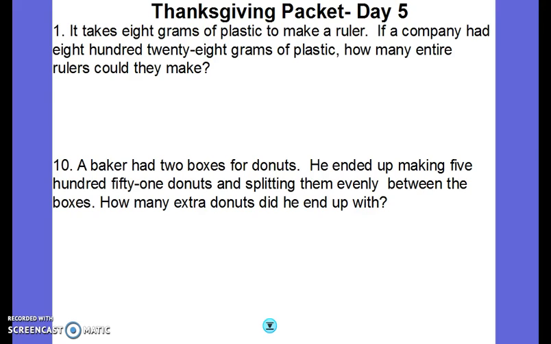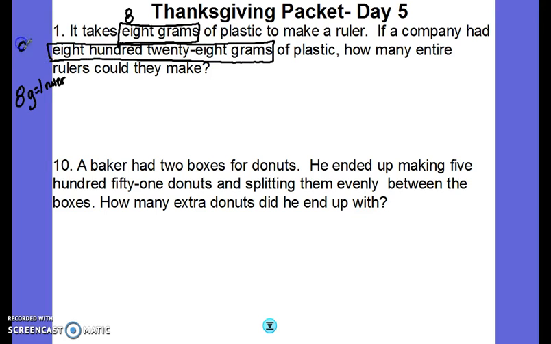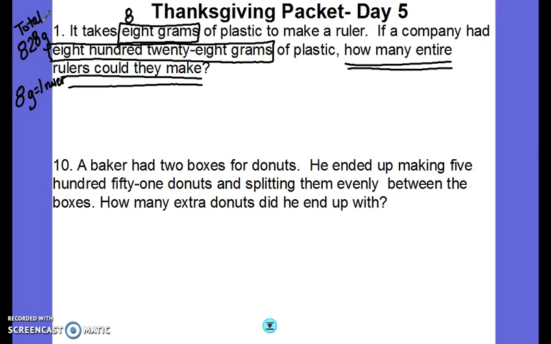So let's look at number 1. It takes 8 grams of plastic to make a ruler. So, I'm already thinking 8 grams equals 1 ruler. If a company had 828 grams of plastic, how many entire rulers could they make? I know that 828 is my total. That's the total amount of plastic they have.